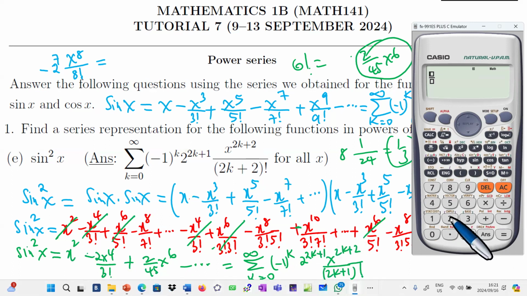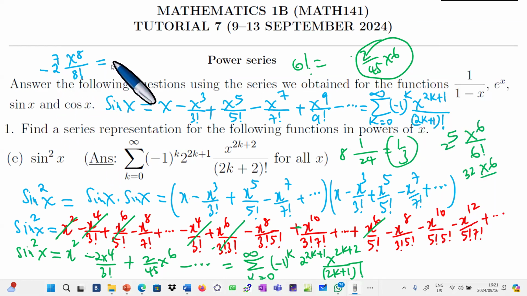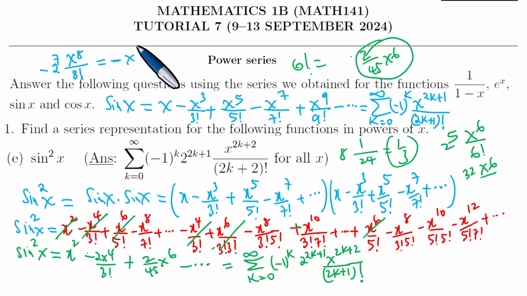Okay, now if you have 2 to the power 7 here, you divide by 8 factorial. So it is exactly 1 over 315. Okay, that's what you're getting, because we tried with the calculator: 2 to the power 7 over 8 factorial is minus 1 over 315.